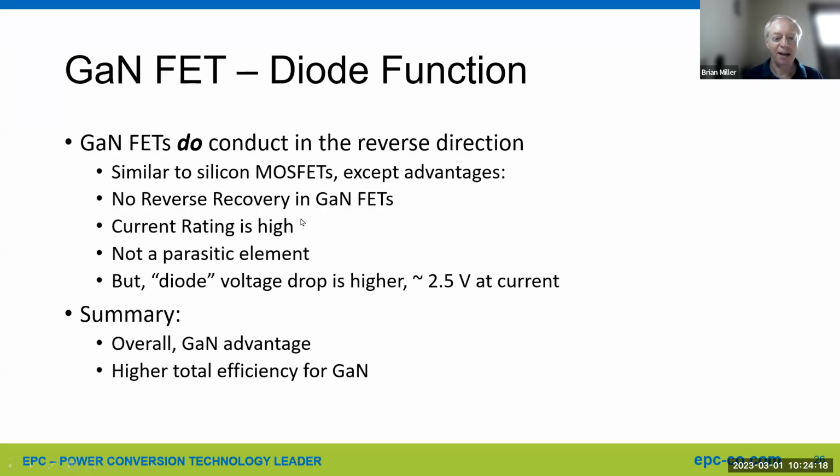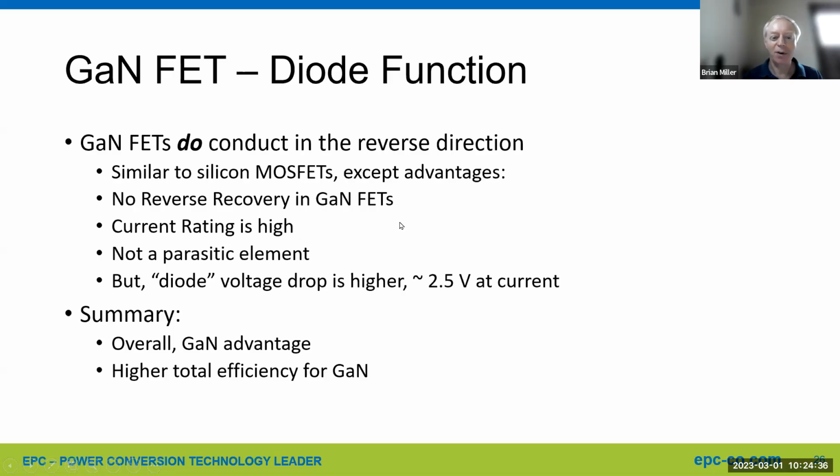The current rating is high because it's the same main channel. It's not a parasitic element. You get the same high current rating. One negative thing, though, is the diode voltage drop is higher. And I have a chart to show that. About 2.5 volts at current.